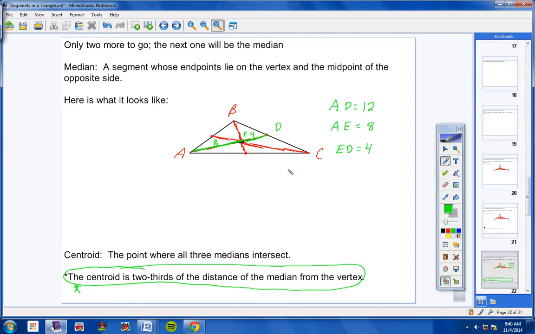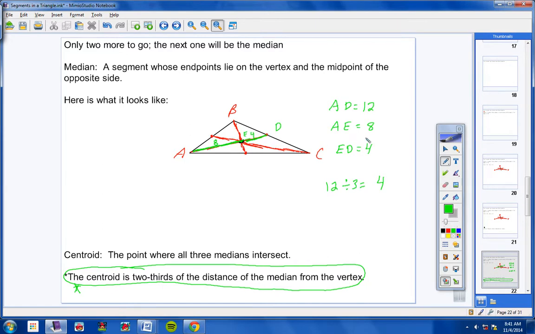So let me show you the best way to do this, okay? If the entire length is 12, always take your total length of your median and divide it by what? 3. Always divide it by 3. That will give you the length of the shorter segment, okay? It's that easy. And then the longer segment is always twice as big as the shorter segment. Okay, so not too difficult.